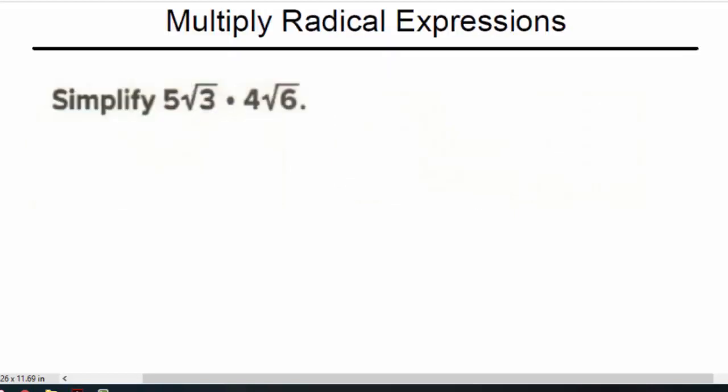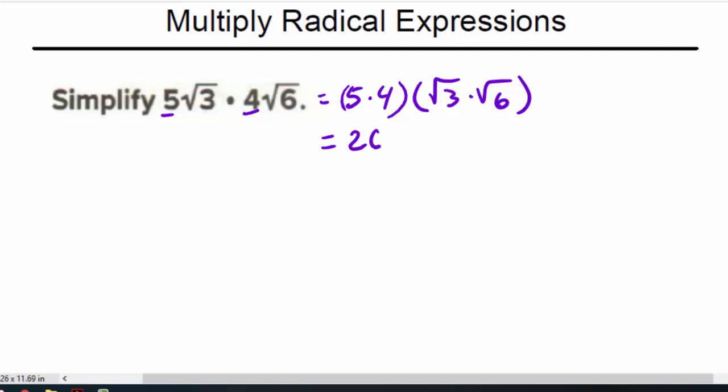So in this example here, we're going to multiply radical expressions. So we're going to rewrite it as 5 times 4, because those are the rational components, times a radical 3 times a radical 6. Those are the irrational components. So I'll multiply them together, so I end up with a 20 out in front. And under the radical, I have an 18, so radical 18.